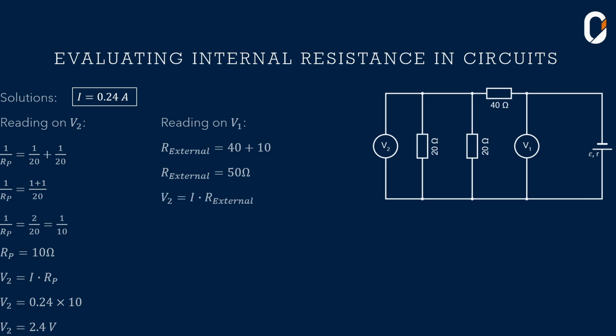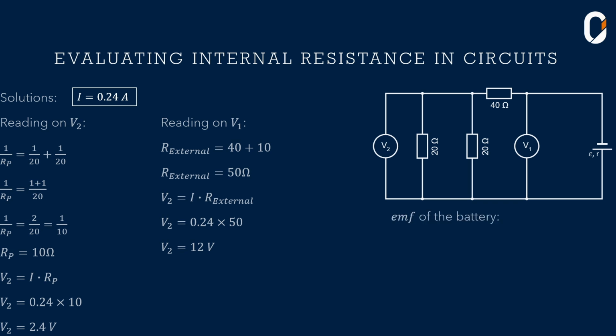Now we can go on and introduce Ohm's law. V1 is equal to I multiplied by R external, and substituting in our values, V1 is equal to 0.24, which is the total current, multiplied by R external, which is 50, and that will give us a voltmeter reading on V1 of 12 volts.